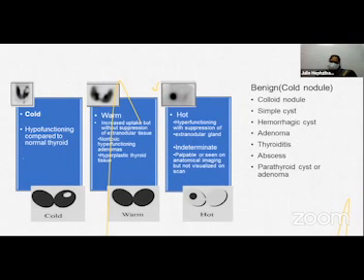So what are the other conditions where you can get a cold nodule? Benign colloid nodule, simple cyst, hemorrhagic cyst, adenoma, thyroiditis, focal thyroiditis or abscesses, or even parathyroid cyst or adenoma.